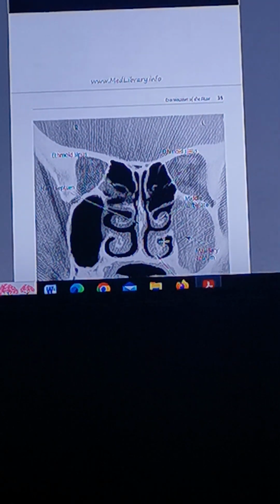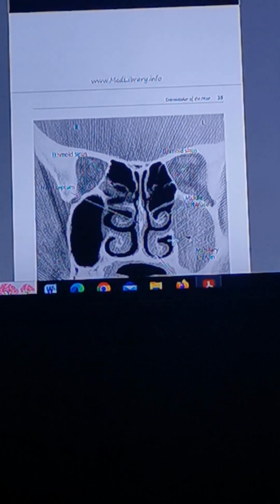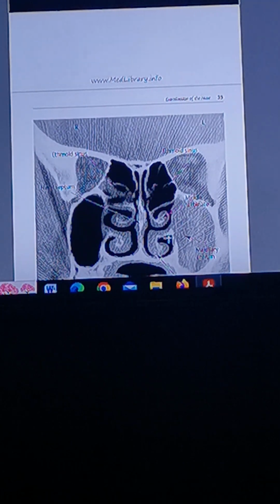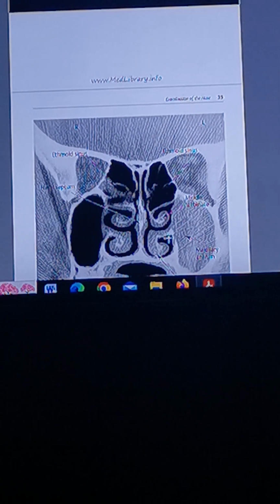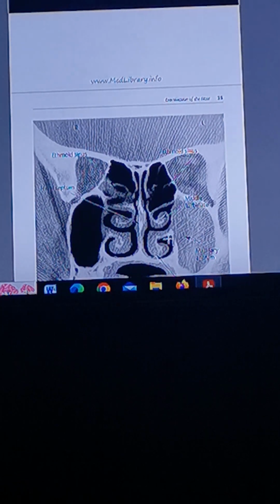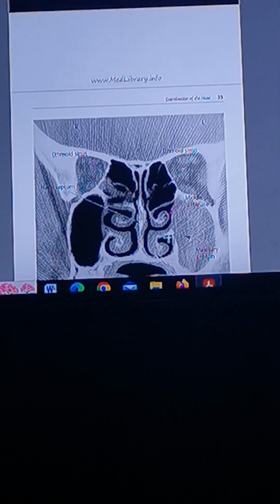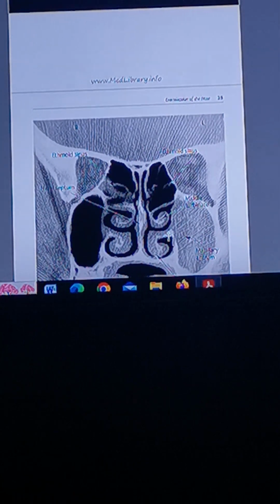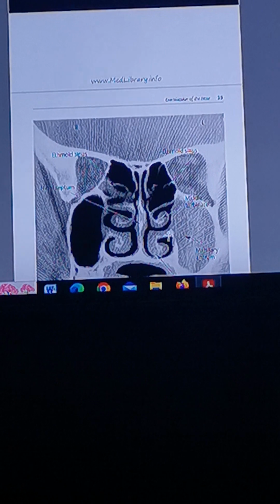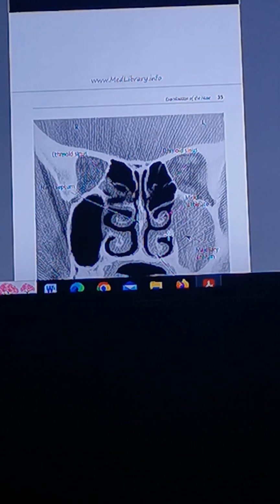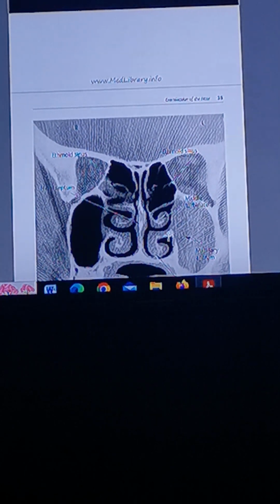Below the inferior turbinate, here is the opening called the nasolacrimal duct. It comes from the orbit. Whenever there is excess tear, it passes through the tract and drains here.